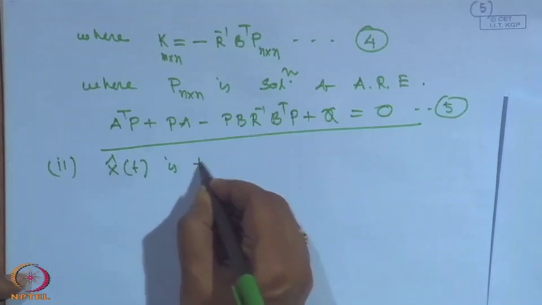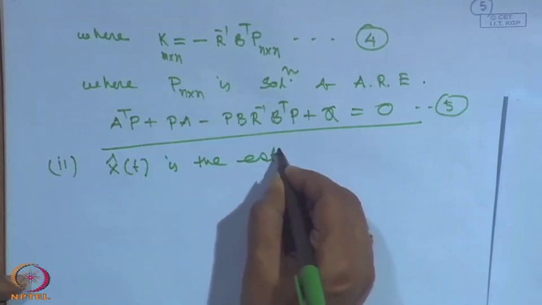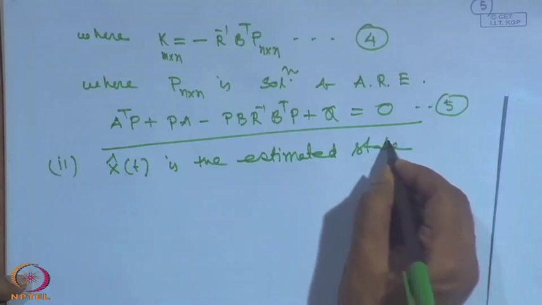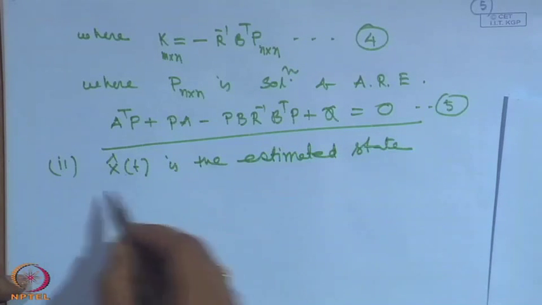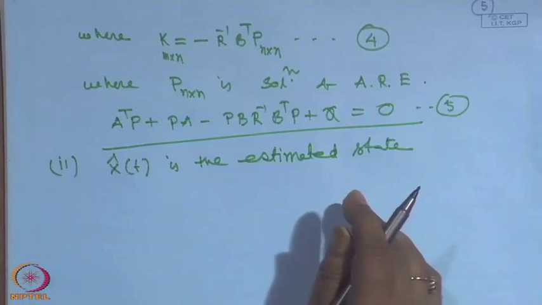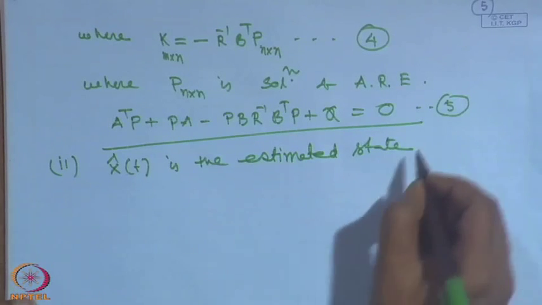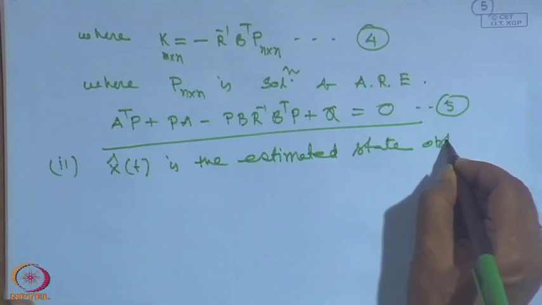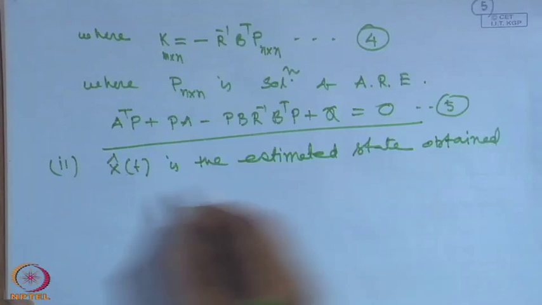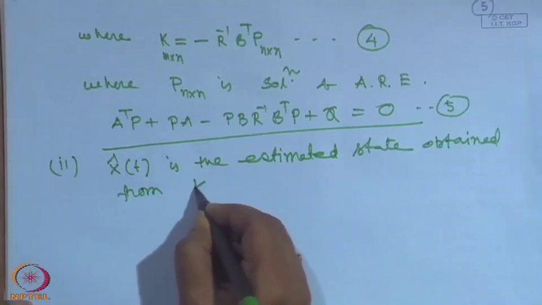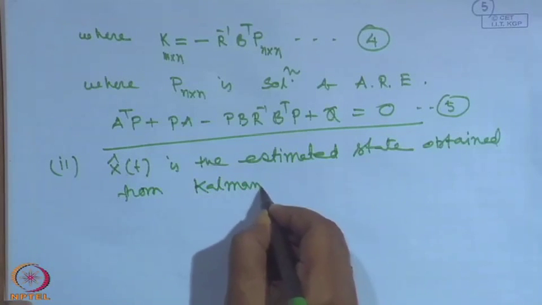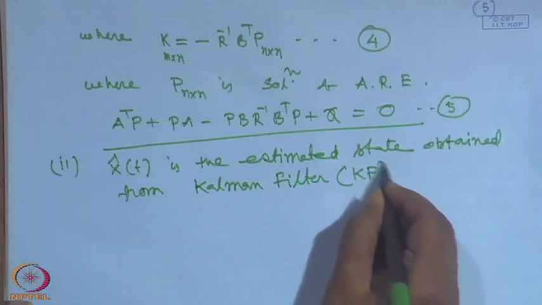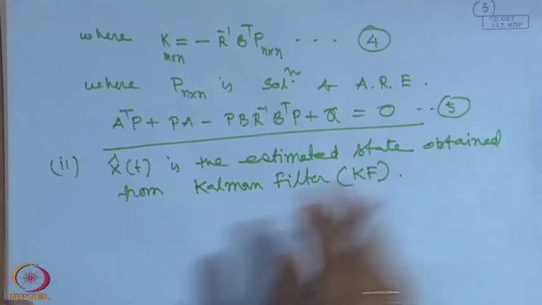x hat is the estimated state obtained from the Kalman filter, in short KF. So, what am I briefly telling?